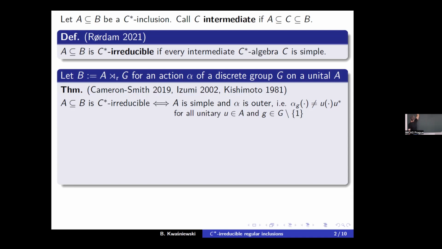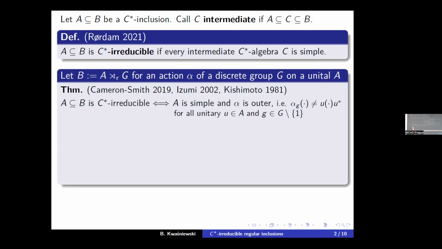Kishimoto proved that when A is simple. C*-simple means that there are no closed two-sided ideals, right? So closed two-sided ideals are immediately also self-adjoint. So this is the right notion for being an ideal in the category of C*-algebras.